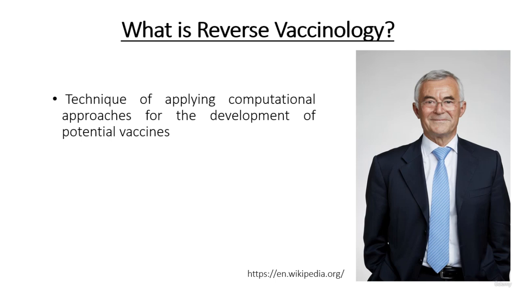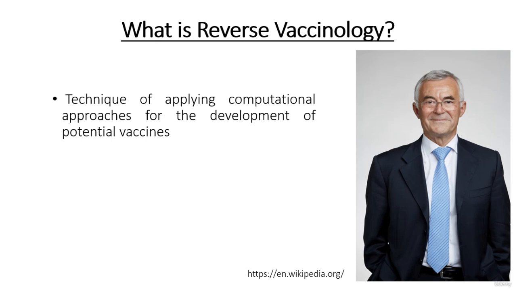Now, the image that is shown is Rino Rappuoli, who developed the first vaccine through this technique, okay, against serogroup B meningococcus. So he is known as the father of reverse vaccinology. Now, the other vaccines developed using reverse vaccinology are vaccines against H. pylori, Zika virus, dengue virus, leptospirosis, SARS-CoV-2 viruses, and so on, okay.